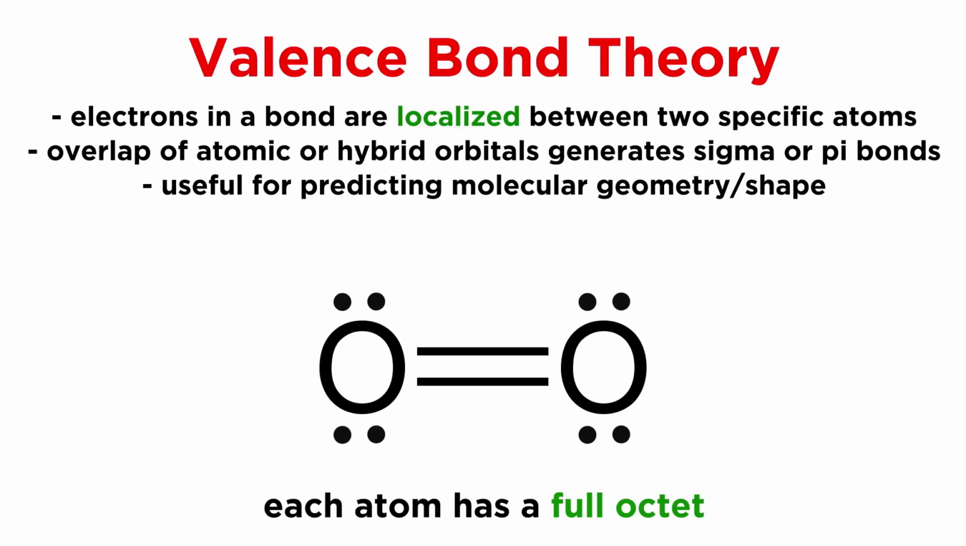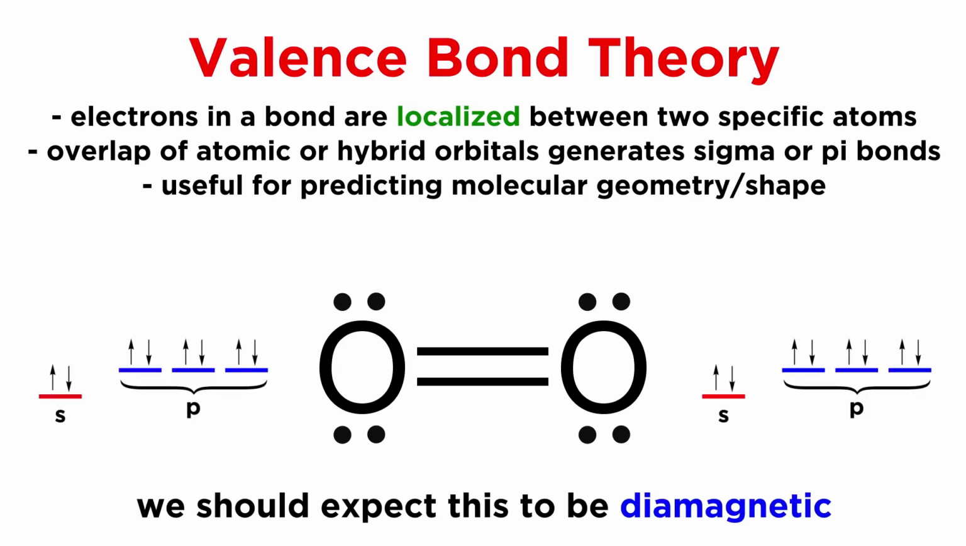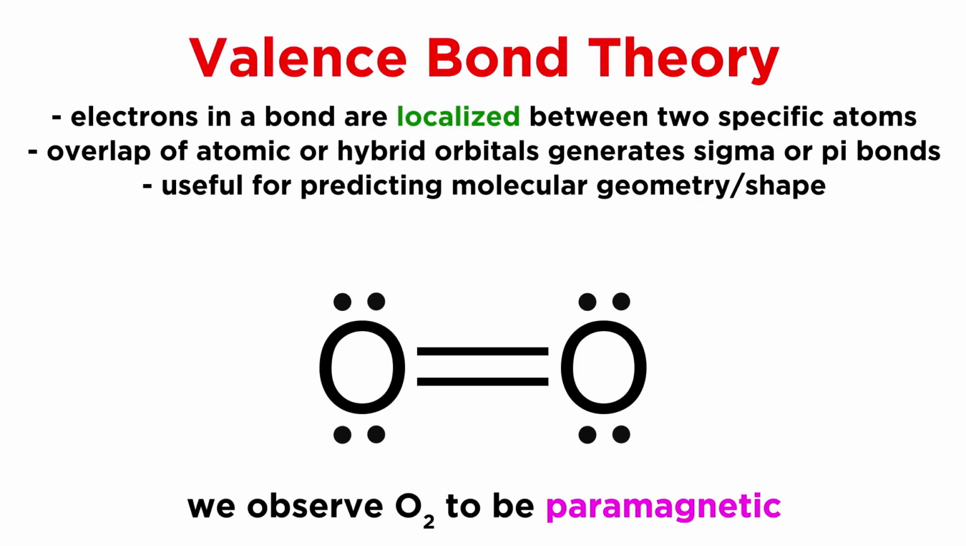Given this Lewis structure, where each oxygen atom has a full octet, we would expect oxygen to be diamagnetic and weakly repel a magnetic field. However, it does in fact exhibit paramagnetism, as liquid oxygen is attracted to a magnetic field.